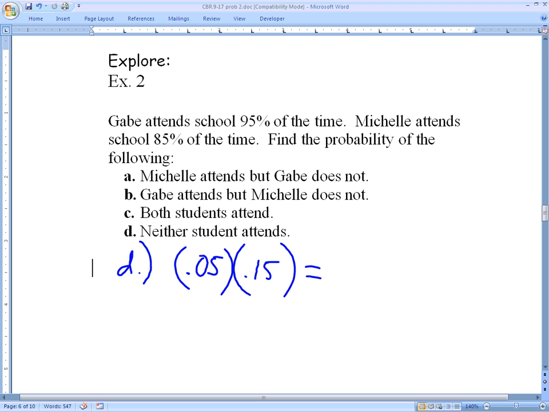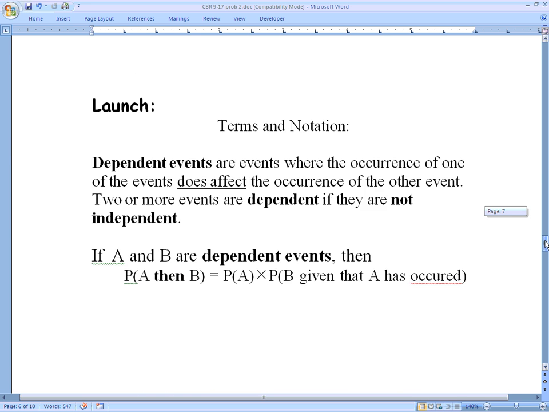If we multiply those together, we get 0.0075, also known as 0.75%. So how likely is that to occur? Not very likely at all. It happens less than 1% of the time that they both don't attend. All right, so that's the idea of independent events. Where one thing does not affect the other, we simply multiply.